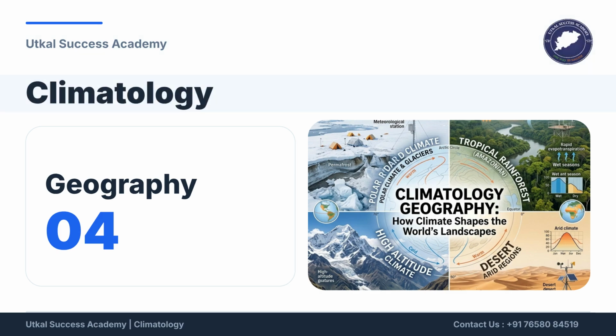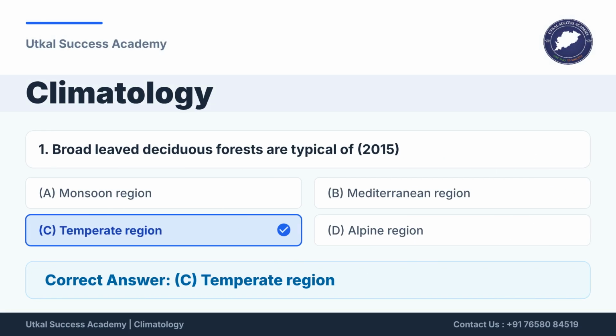Welcome to Geography Module 4, focusing on climatology. We will explore how climate shapes the world's landscapes and the characteristics of different climate regions, from the polar extremes to the tropics. Let's begin with a question from 2015. Broad-leaved deciduous forests are typical of which region?